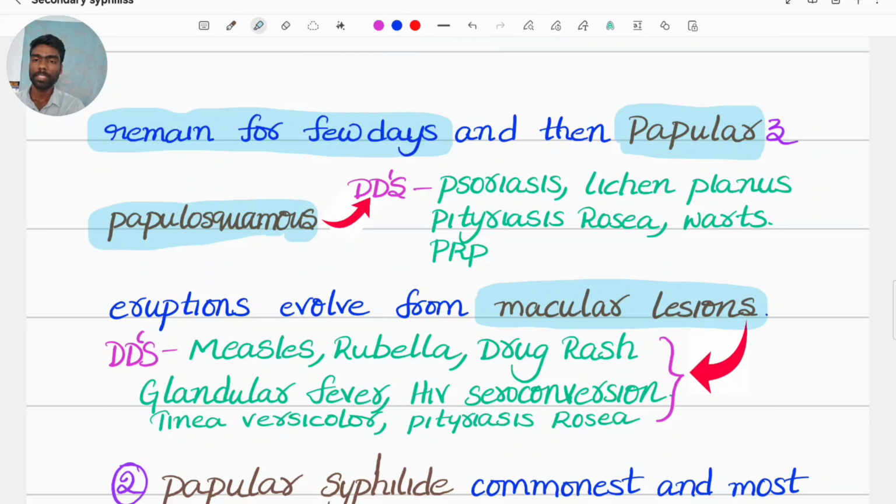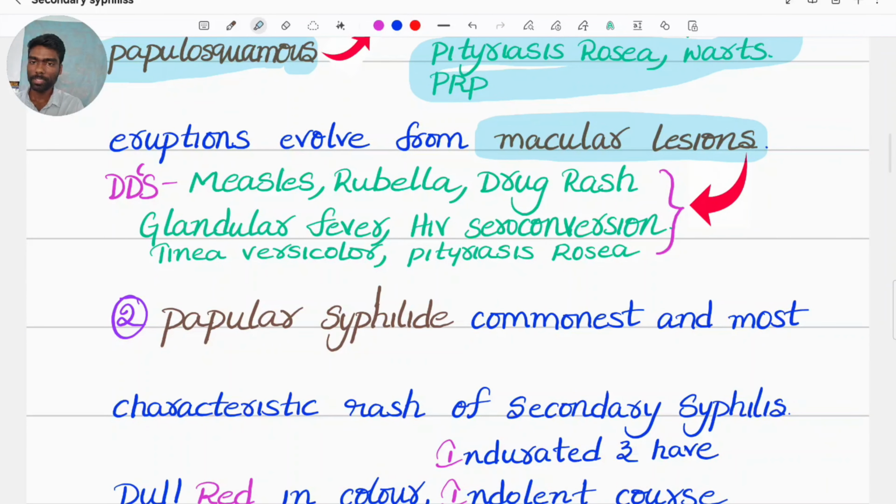We will see the differential diagnosis of papular and papulosquamous lesions. As syphilis is a great imitator, it imitates here psoriasis, lichen planus, pityriasis rosea, pityriasis rubra pilaris and warts. For macular lesion, it imitates measles, rubella, drug rash, glandular fever, also known as infectious mononucleosis, HIV seroconversion, tinea versicolor, pityriasis rosea. For macular type of rash, these are all DDs.